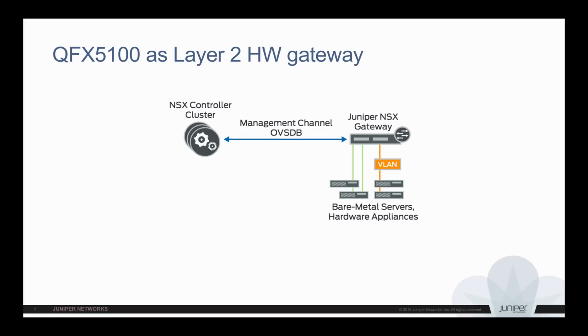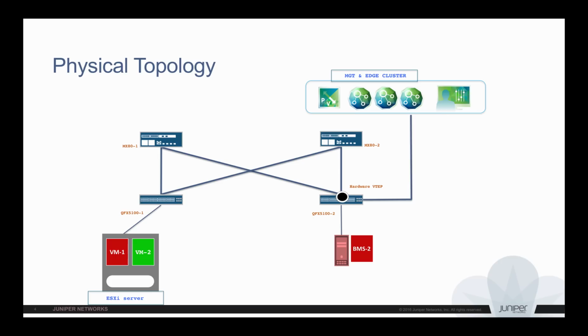In order to implement the control plane functionality, the hardware VTAP talks to the NSX controller using the OVSDB protocol to exchange the control plane information. It receives the remote MACs from the NSX controller and also sends its locally learned MACs to the controller, which in turn sends them out to the other VTAPs in the network.